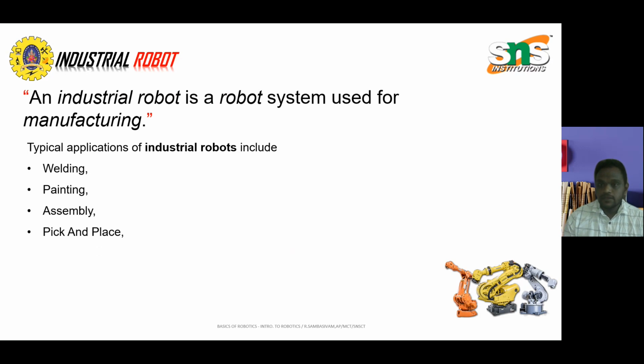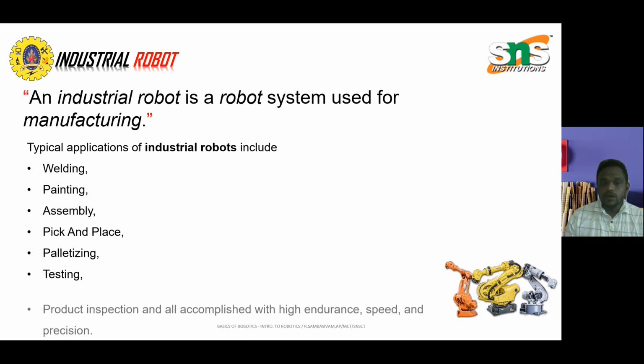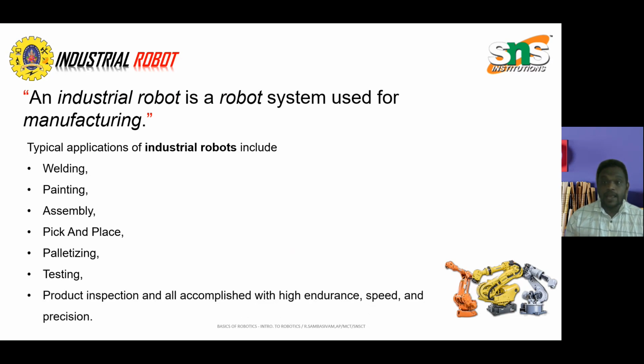And also pick and place, for moving a product from one place to another through a conveyor with the use of robots. Palletizing and different activities can be done. Sometimes, if there is high heat, a human cannot test the product quality or how it has been manufactured. In that case, testing robots are very useful to identify defects in the products. Through intelligent skills, the sensor can take the feedback and send it to machine software. Apart from that, there are product inspections with high endurance, speed and precision when compared to humans.